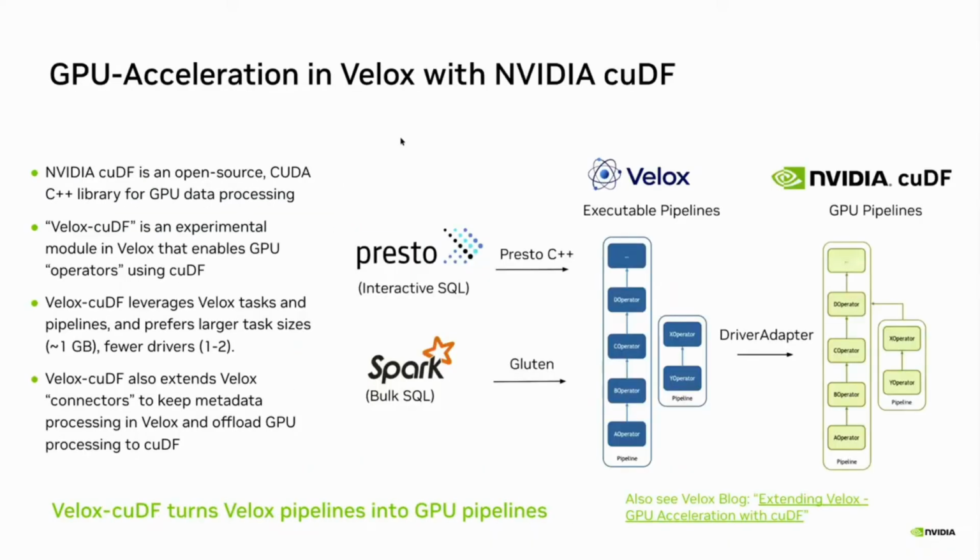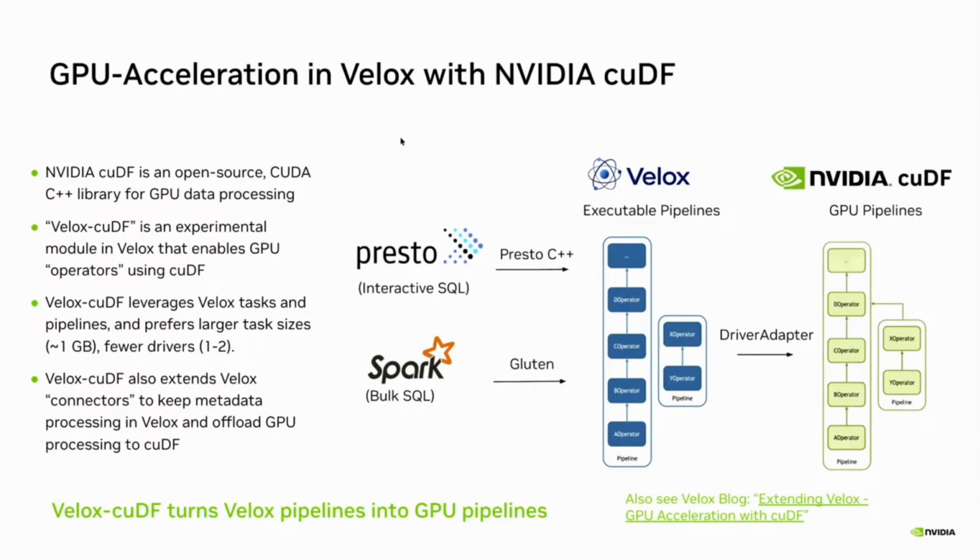So what about cuDF, and how does cuDF fit into the story? cuDF is an open source CUDA C++ library for GPU data processing, with C++, Python, and Java bindings that you can use to access the algorithms in cuDF. Velox cuDF is in the experimental namespace in Velox, and we've got a driver adapter that lets you replace all the CPU operators with GPU operators. This is an example here in the diagram.